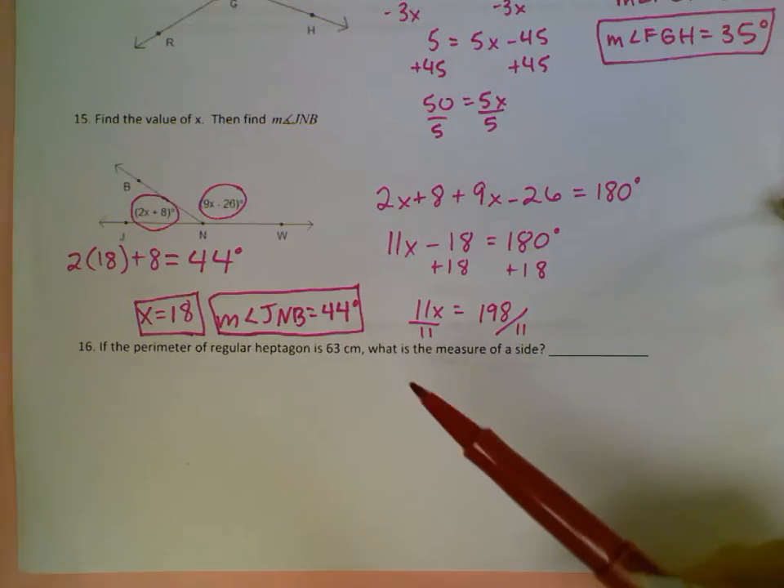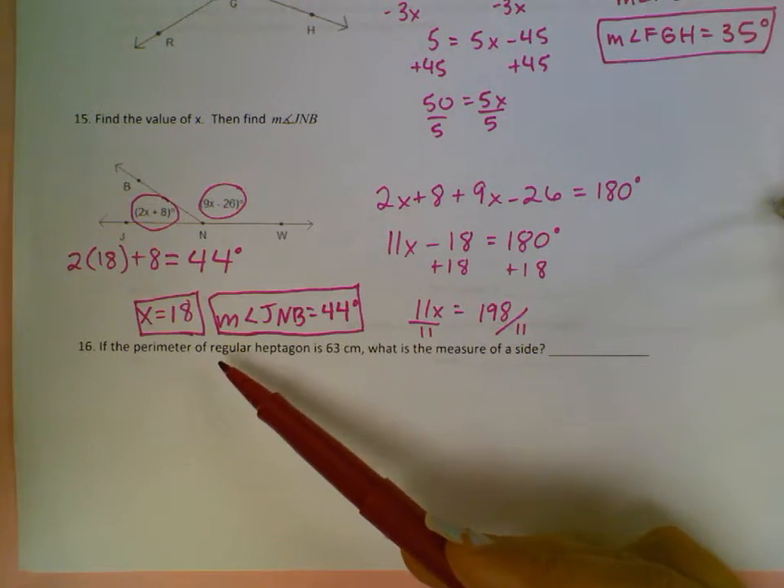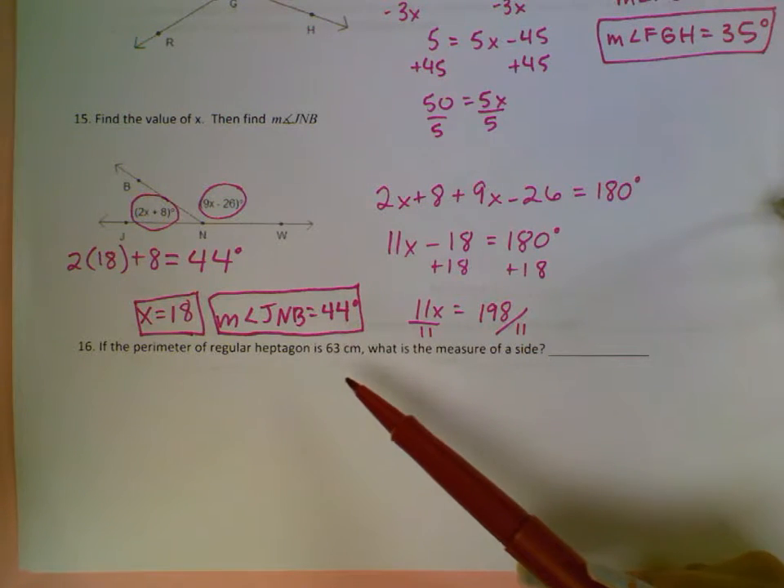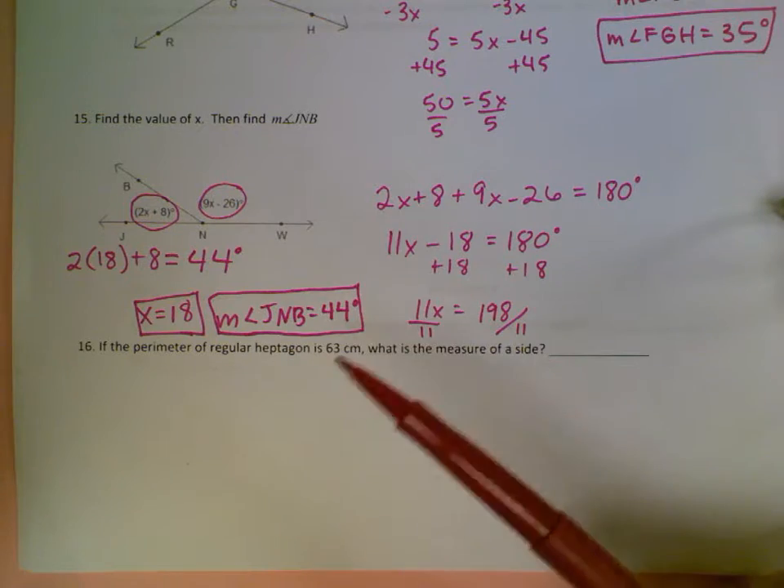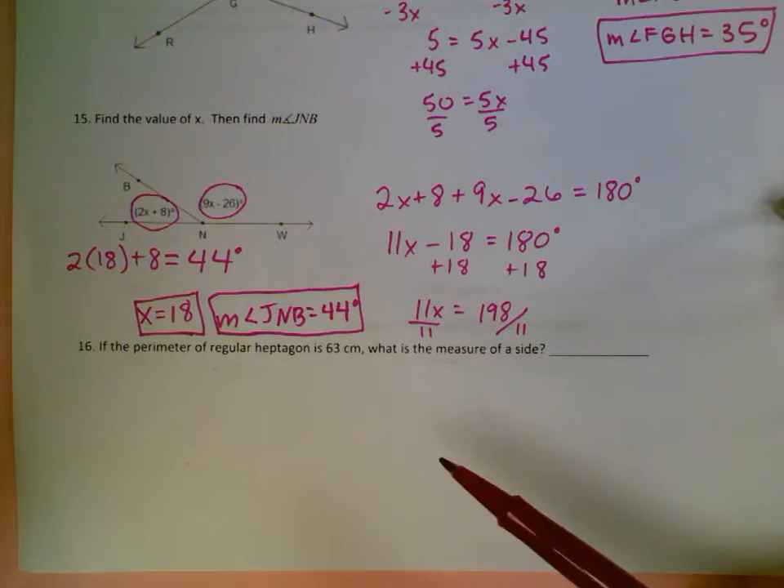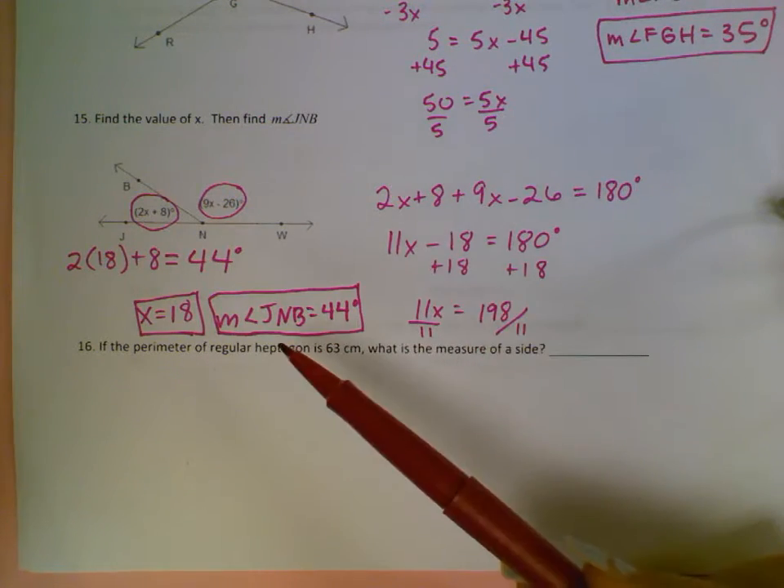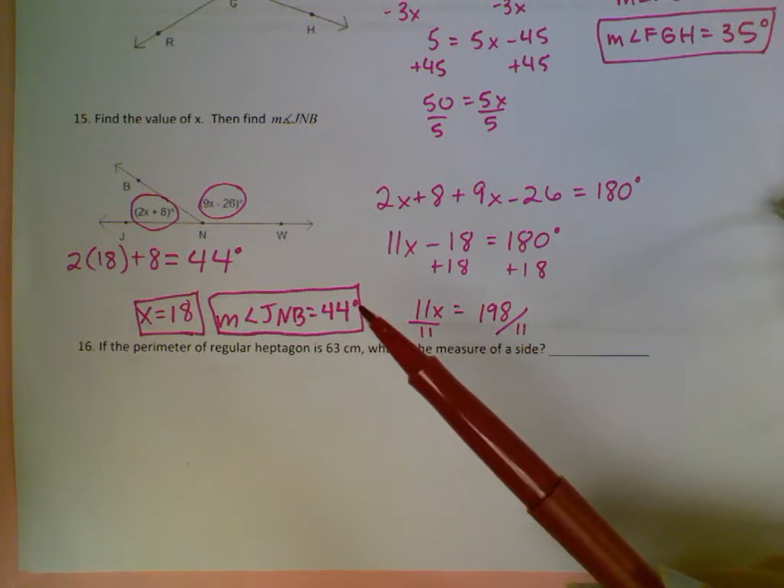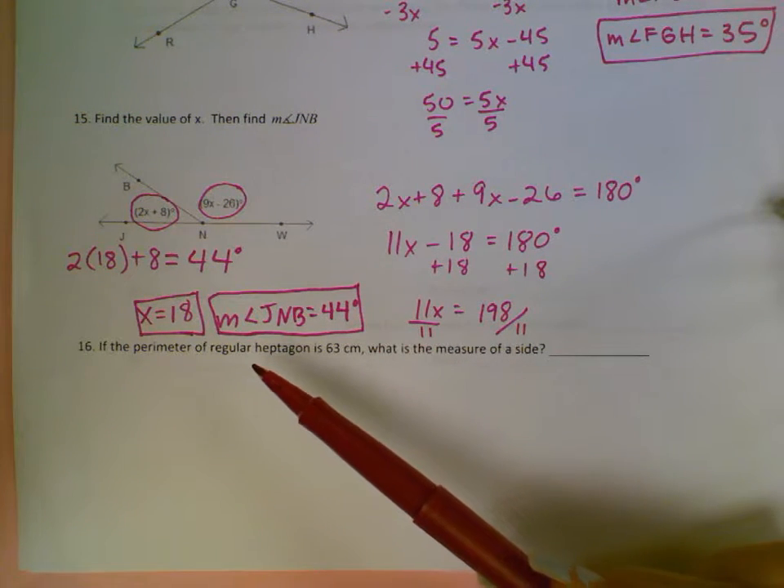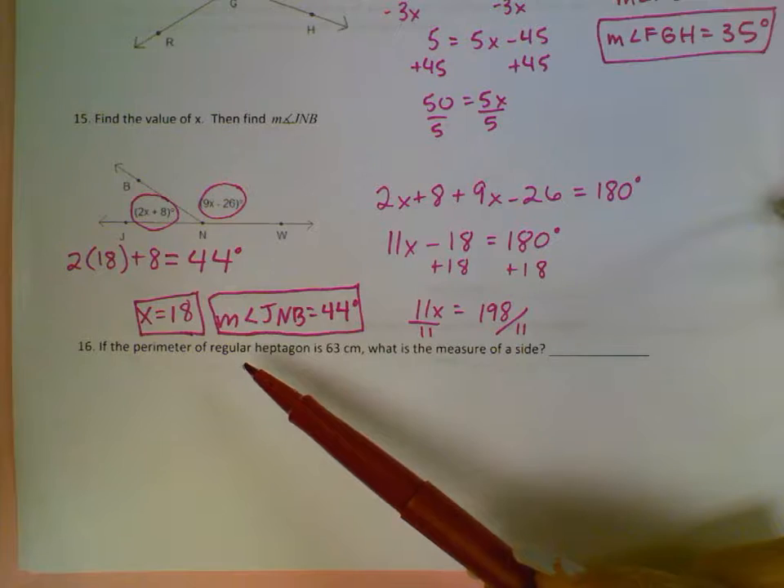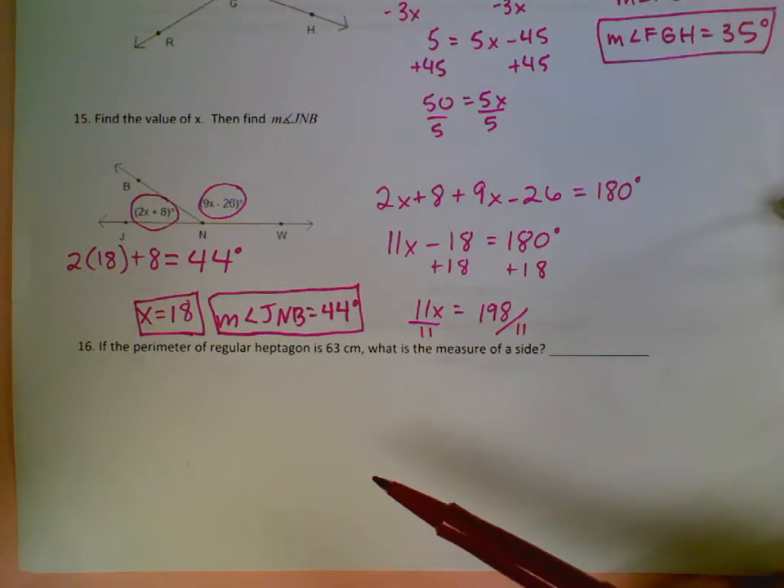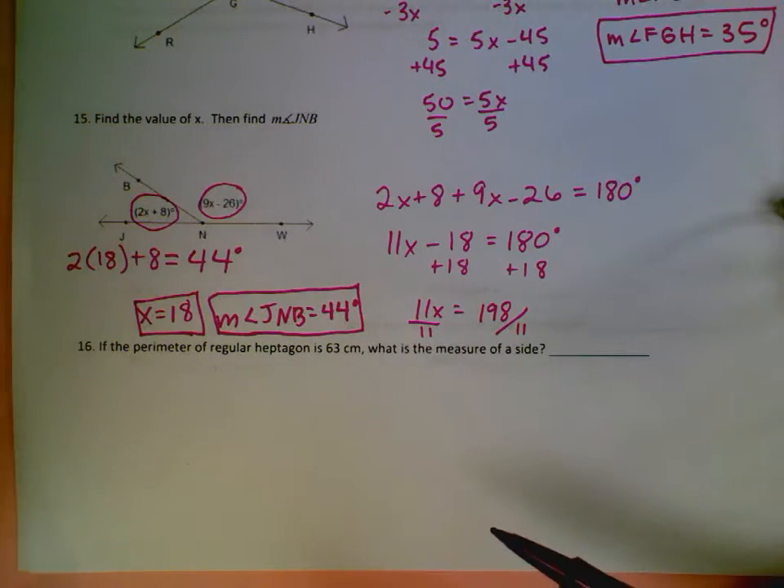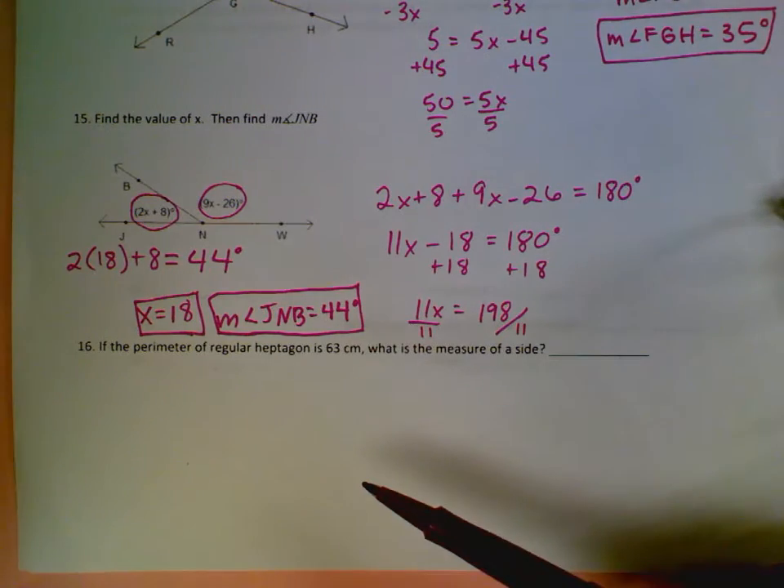For number 16, it says, if the perimeter of a regular heptagon is 63 centimeters, what is the measure of a side? First, perimeter means the distance around the figure. So that's adding all the side lengths together. Regular means all the side lengths are the same. So we don't need to worry about one side length being 1 centimeter and another side length being 10 centimeters. All of them are going to be the same.